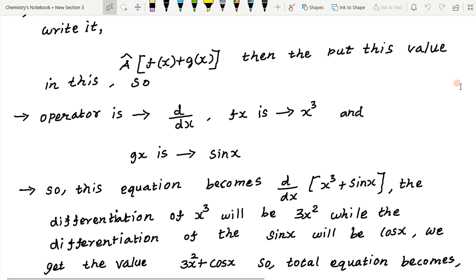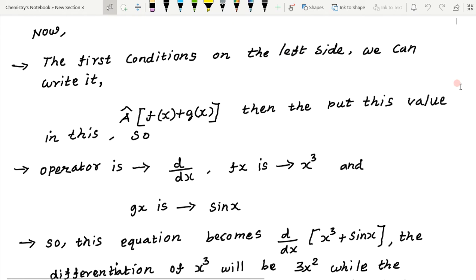The first condition, on the left side, we can write it like this: operator A integral of f(x) plus g(x), close the bracket. Then put the values in this, so the operator is d by dx, f(x) is x cube and g(x) is sin x.